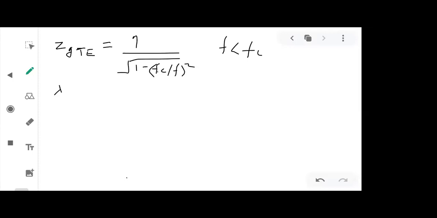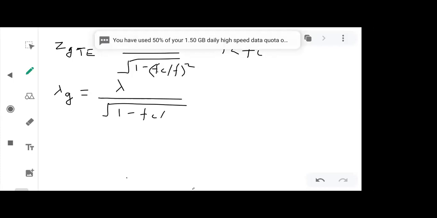Now, the last one is guided wavelength. There is wavelength inside a guide. So wavelength is different inside a waveguide. It is given by wavelength, where this wavelength is the wavelength calculated in unbounded medium by using the C by F formula. But C you can take only if you're talking about the air medium. Otherwise, it is phase velocity divided by the frequency. Now, this term divided by root of 1 minus Fc by F the whole square.